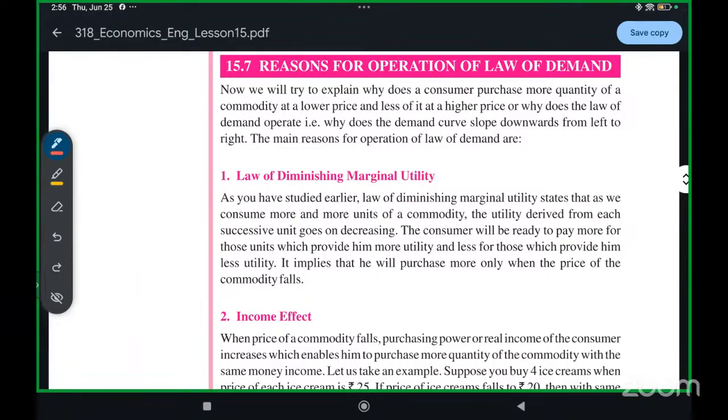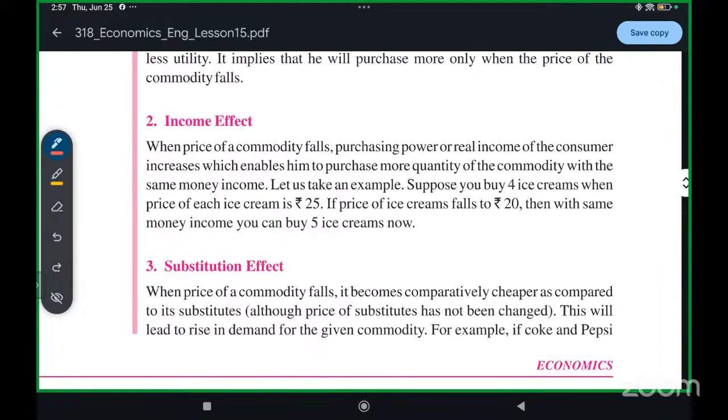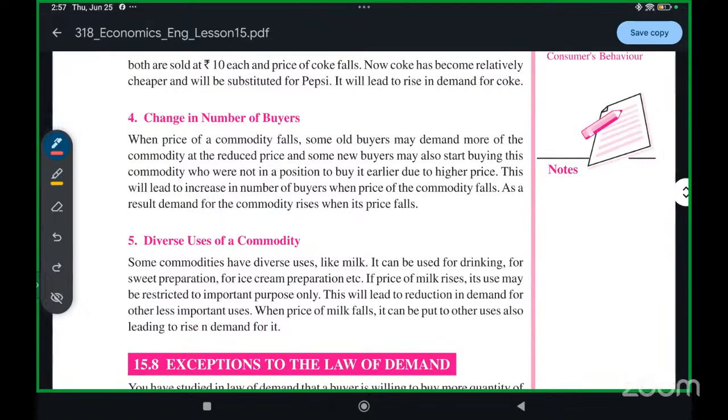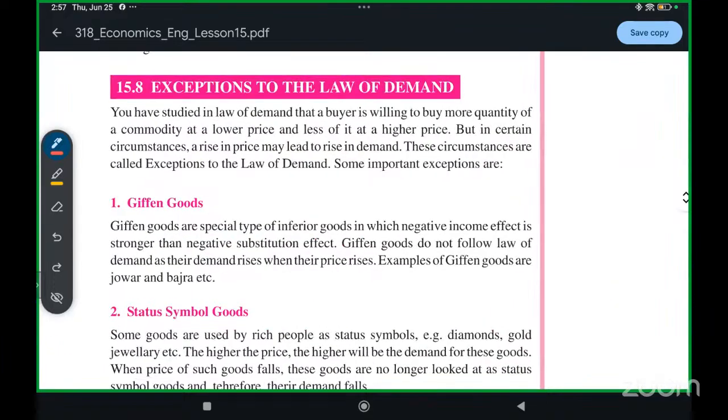What are the reasons this law of demand is there? We talked about the law of diminishing marginal utility, in which the more you consume, the more your satisfaction becomes lesser. We talked about income effect, substitution effect, then change in number of buyers and diverse uses of a commodity. Then we talked about some of the exceptions to the law of demand.